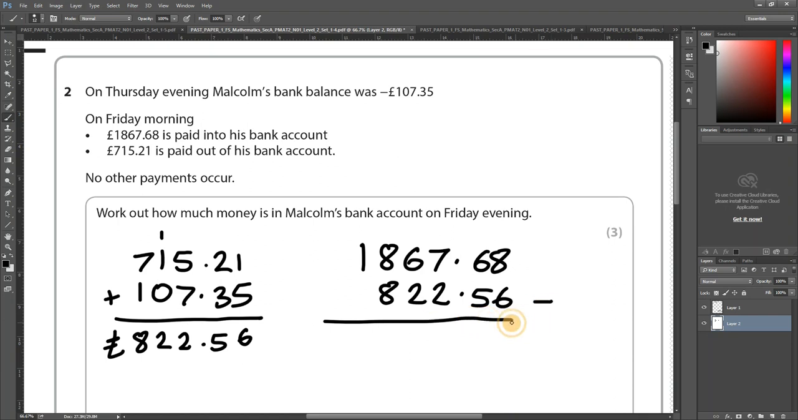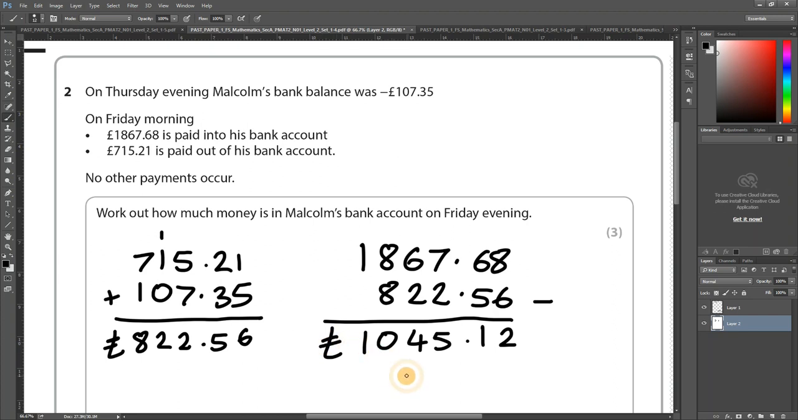This should tell us what we'll have left in his bank. Yep. So 8 take away 6 is 2. 6 take away 5 is 1. That take away that is 5. That take away that is 4. That's a 0. And that's a 1.